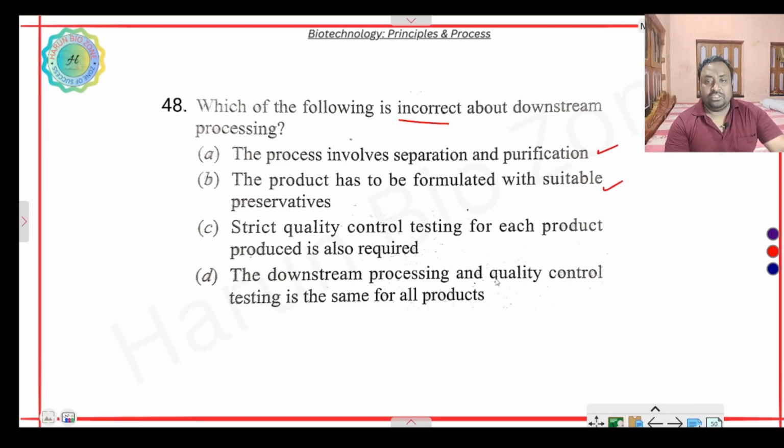The downstream processing and quality control testing is the same, not the same. For food product, there is another testing method. For medical product, another testing method. For vaccine, another testing method. So not the same for every product. This is the wrong statement, and this is the correct answer. So here D is the correct option.